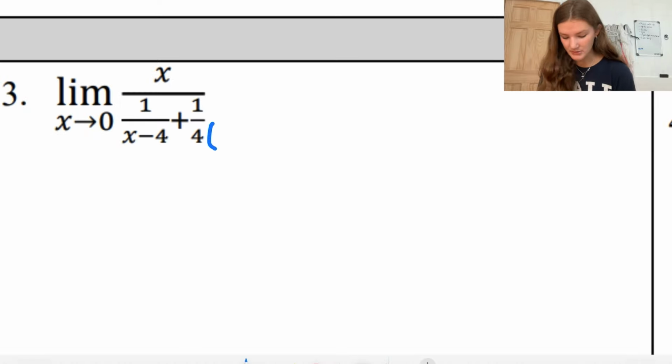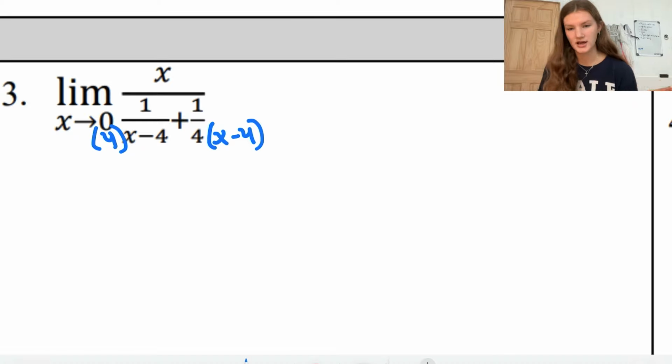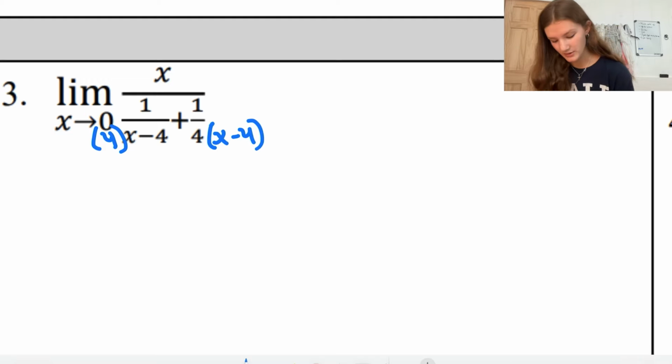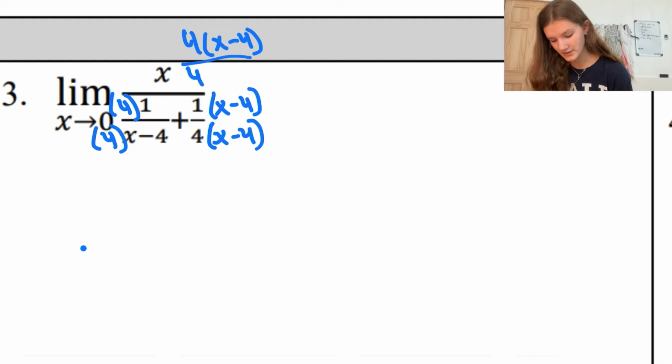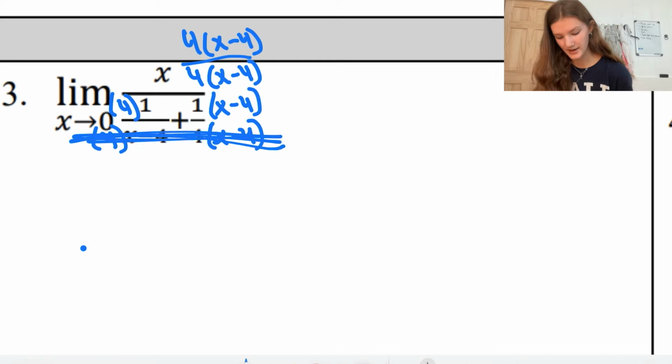So for this, the easiest thing would just be to times them by each other. So make this times 4 times 4. So the denominator is going to be x minus 4 times 4. So we're going to multiply this by x minus 4, multiply this by 4, and the top here is going to be 4 times x minus 4 over 4 times, oh my goodness, hello, x minus 4. So now all the denominators on the bottom are equal. We can cancel them out. Oh, wait, sorry. We're not canceling out the x, so that's on the top.